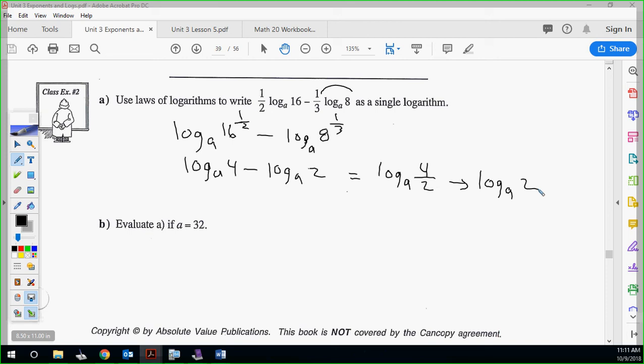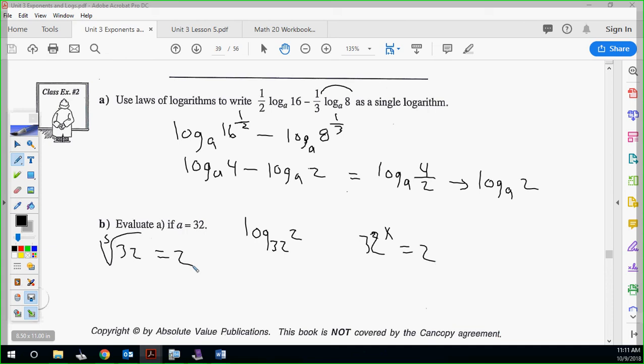Now, if A is 32, this is a tricky one. So if A is 32, then 32 to what power is 2? The question is 32 to the x is 2. So essentially, what power of 32? Well, obviously it's getting smaller, right? It's going to have to be a fraction. It's going to have to be 1/5. How do you get 1/5? Because the 5th root of 32 is 2.